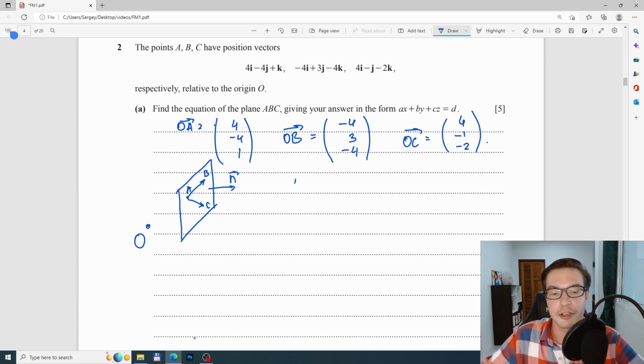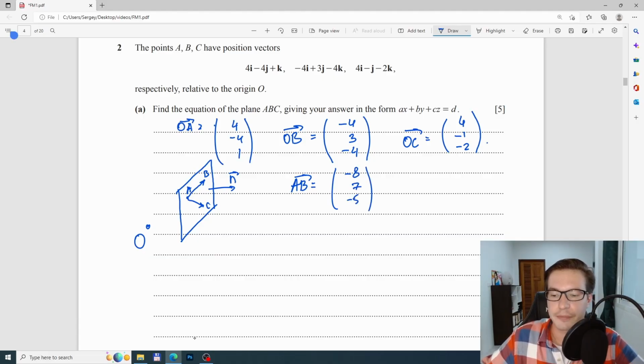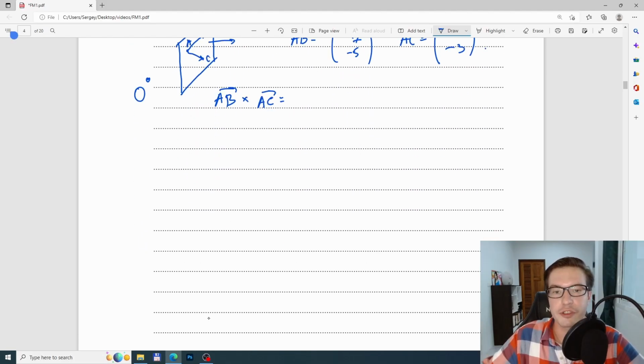So first of all, I'll have to find them. Vector AB is going to be (-8, 7, -5). Vector AC will be (0, 3, -3). Okay, now the cross product of AB and AC should be the determinant of this matrix. I, J, and K. Now the first vector is -8, 7, -5. The second, 0, 3, -3.